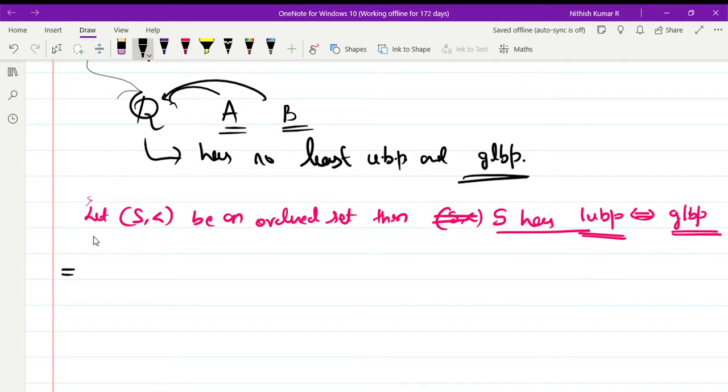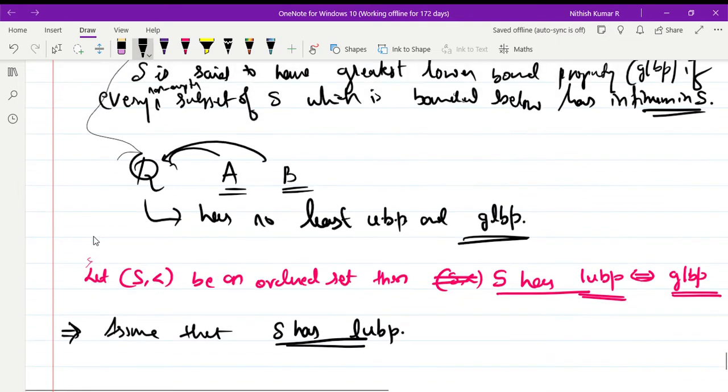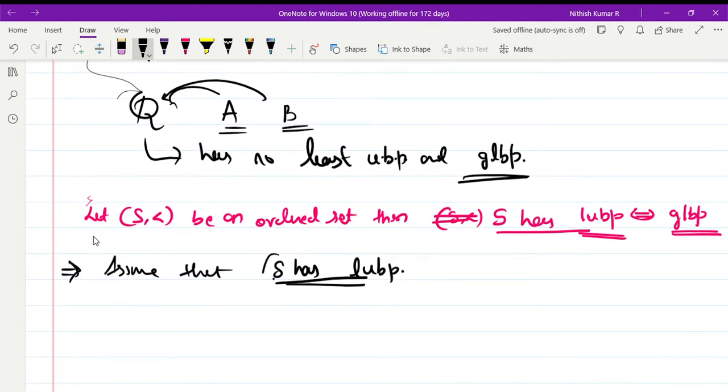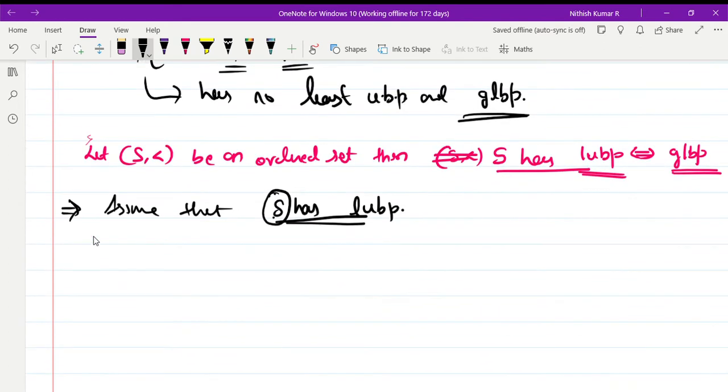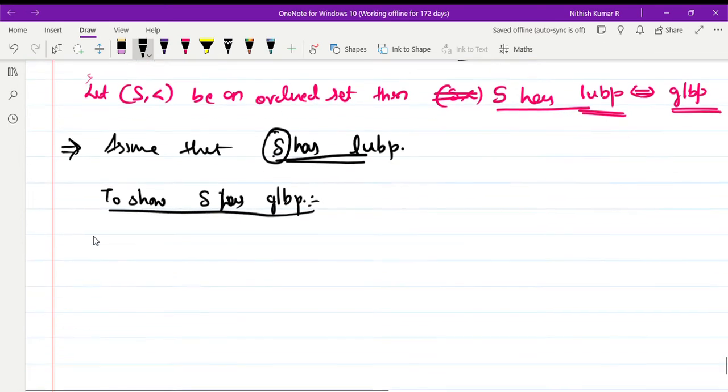So we shall go by the assumption. Suppose S has the least upper bound property. That means every non-empty subset of S which is bounded above has a supremum. Now we need to show S has the greatest lower bound property. To show this, we need to show that every non-empty subset of S which is bounded below has an infimum.